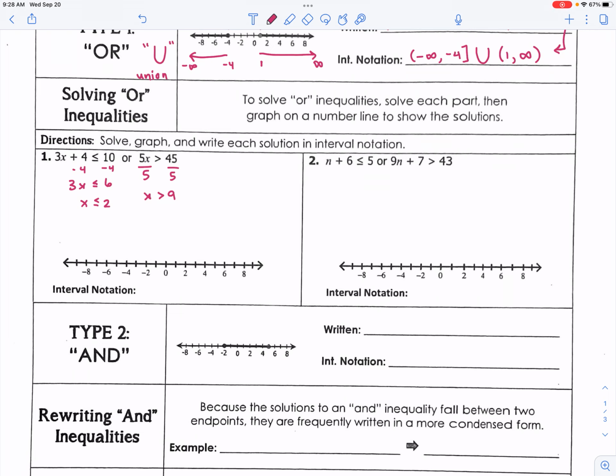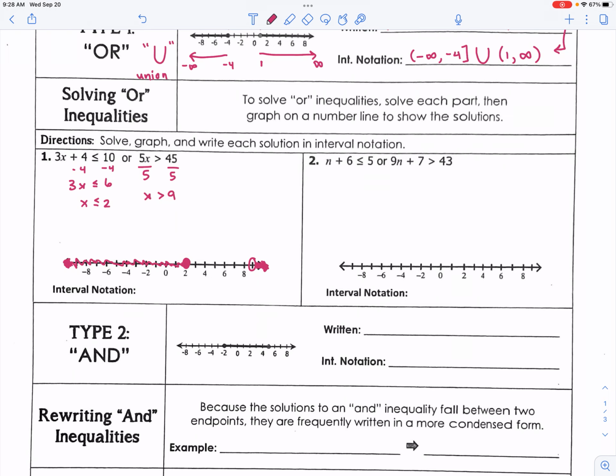So on my number line, to show that my x's are less than or equal to 2, we're going to include the 2, so we do a closed circle. And then we just shade to the left because we want less than or equal to 2. And then our x's need to be greater than 9. So I'm going to do an open circle at 9 and then just shade to the right. So that is on the number line.